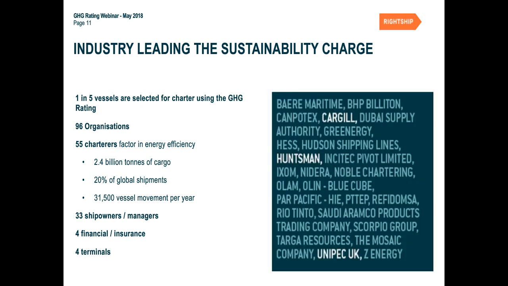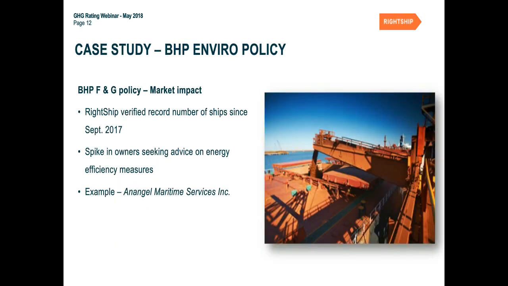So I've got an example of a case study here. It's a large Australian mining company called BHP. Late last year, in late 2017, they employed a stricter environmental policy. So that being removing F and G rated ships from their supply chain. So F and G being the least efficient ships, they made a blanket rule across all ship types and sizes to remove them out of their supply chain in order to reduce the amount of carbon, or carbon dioxide, emitted through their shipping supply chain.